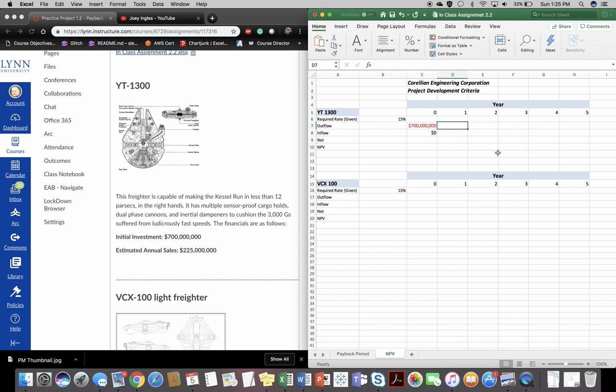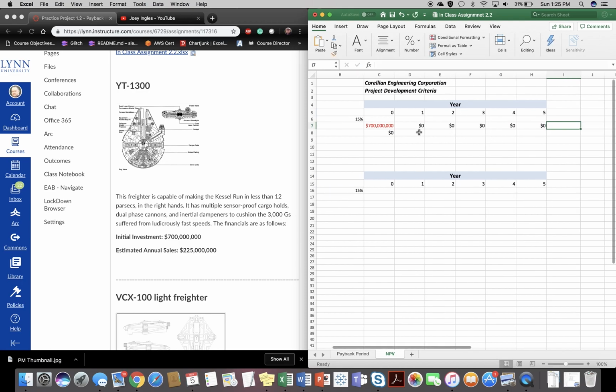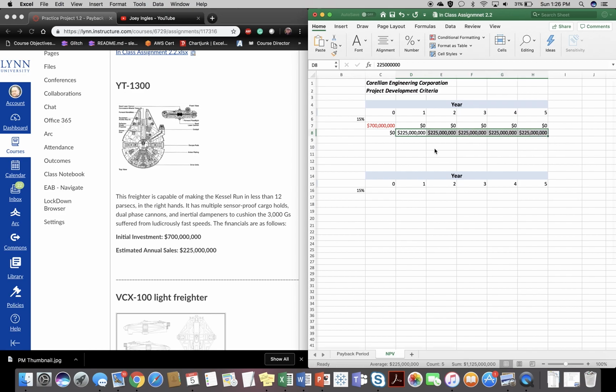However, in year 1 through 5, we've spent all the money, where there is no other investment, so that's simply 0 all the way across the board. And we will get $225 million a year back from this project. So that's 225 and then 6 zeros behind it. 225 million, and we simply autofill to the right to fill the rest of them in.